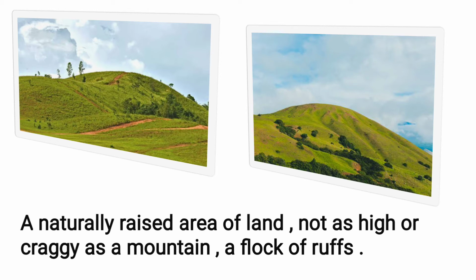A naturally raised area of land, not as high or craggy as a mountain. Now, what is a hill? A hill is a high raised area from the ground, but it is not steep, rough, uneven. Craggy means steep, rough, and uneven. You can stay over there, you can build houses over there, even agriculture can be done on a plain, but not on a mountain. So a hill is very much smaller than a mountain.